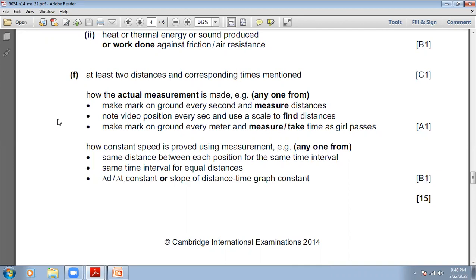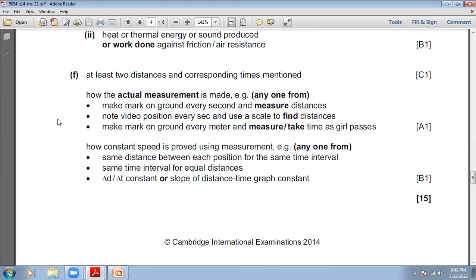Note video position. You can also record her when she's traveling. You can record the video, and by video you can very easily tell at what time she is on which mark every second, and use a scale to find distance. Make a mark on the ground every meter and measure time, take times as the girl passes.